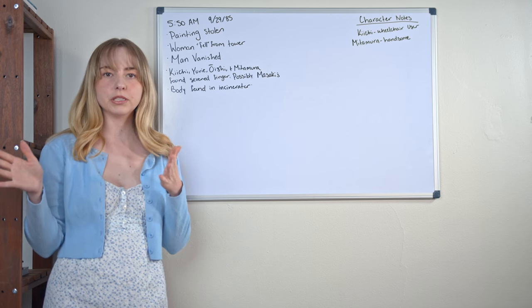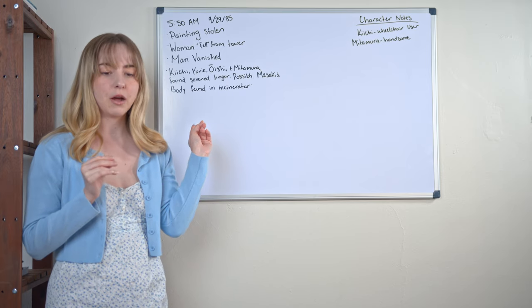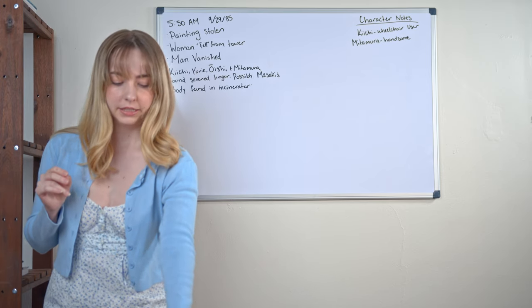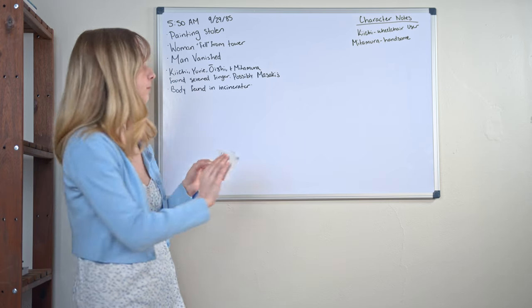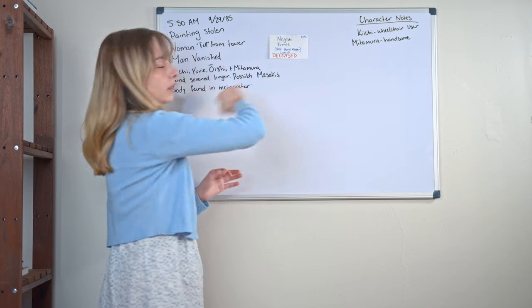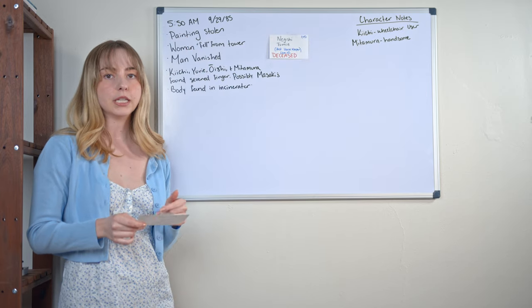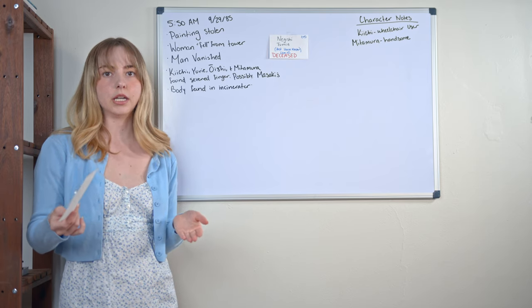One of the first big pieces of information that I read is that the woman who fell from the tower is the live-in housekeeper, Fumi, who is now deceased. The body that was found in the incinerator was confirmed to be Masaki, so obviously Masaki is deceased.